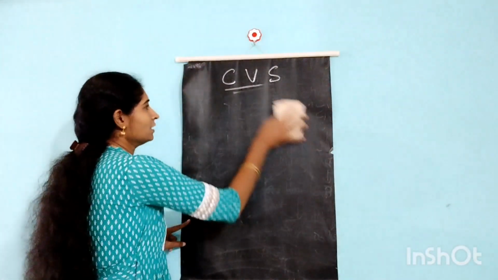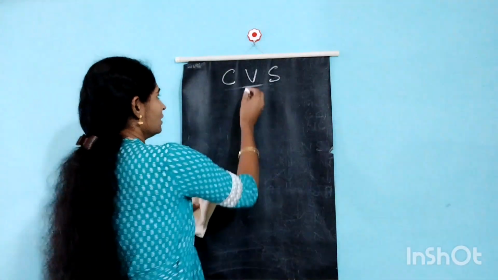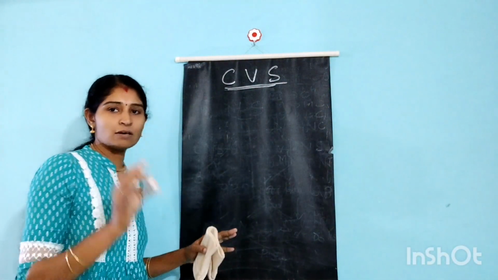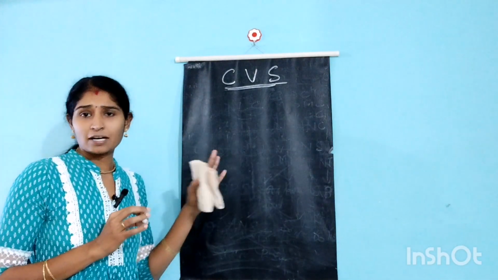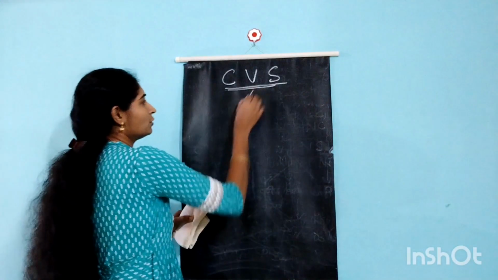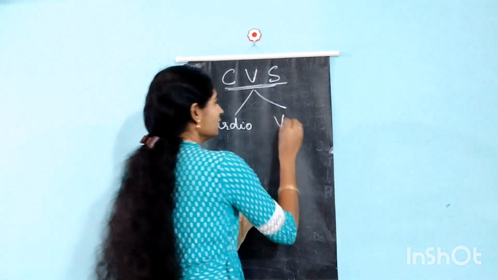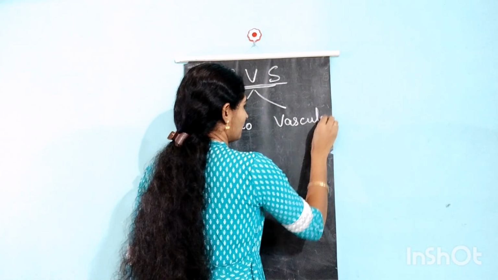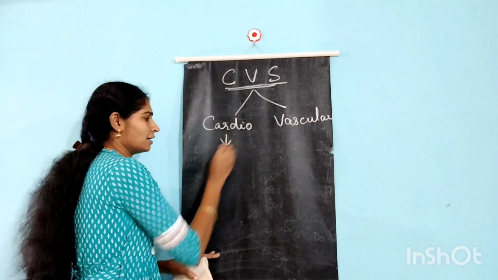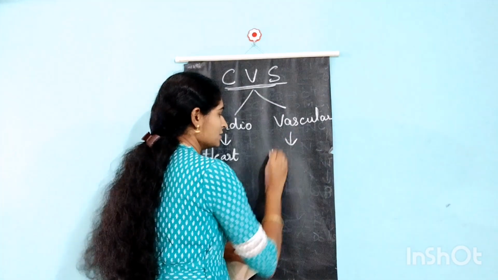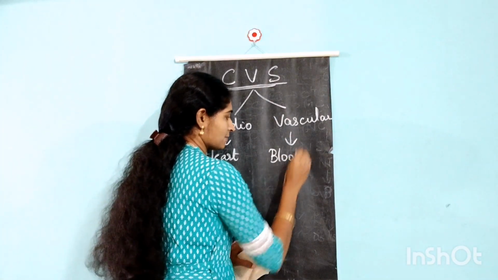Now we are moving on to the cardiovascular system. Here also we are going to brush up what we have studied in schools and colleges. Whenever we say cardiovascular system, two names come out from it: cardio and vascular. What do you mean by cardio? Cardio is heart. Vascular means blood vessels.